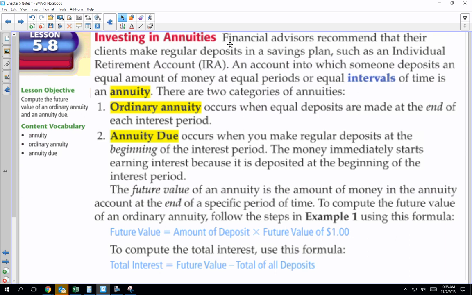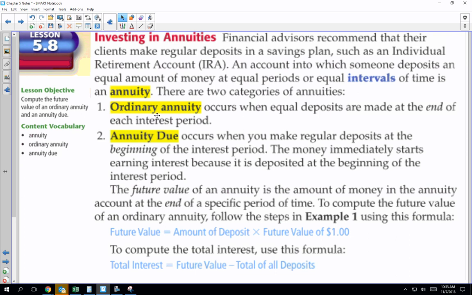So, investing in annuities. Financial advisors recommend that their clients make regular deposits in a savings plan, such as an individual retirement account or an IRA. An account into which someone deposits an equal amount of money at equal periods or equal intervals of time is an annuity. The reason it's an annuity is because not only are you getting interest, but you're also depositing more money into the account each period. There are 2 categories of annuities.